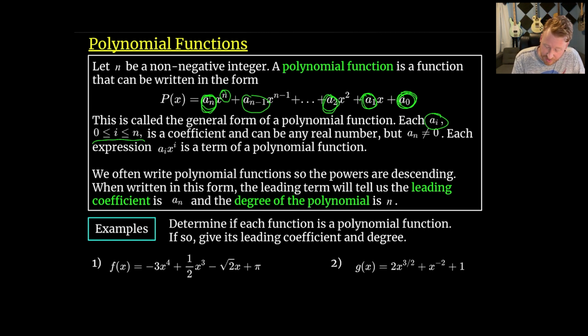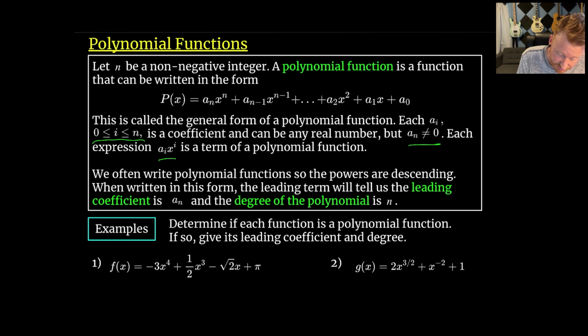And we also say that a sub n can't be 0, because if it was, then we would just take that term off, and that wouldn't matter. So each a sub i x to the i is a term of the polynomial function. So let me clear this up a little bit here. I've scribbled quite a bit already.